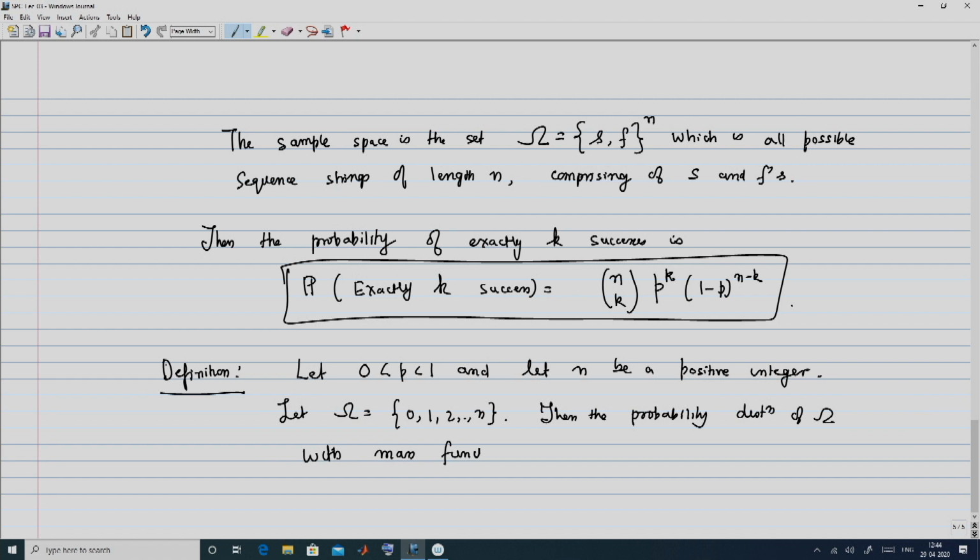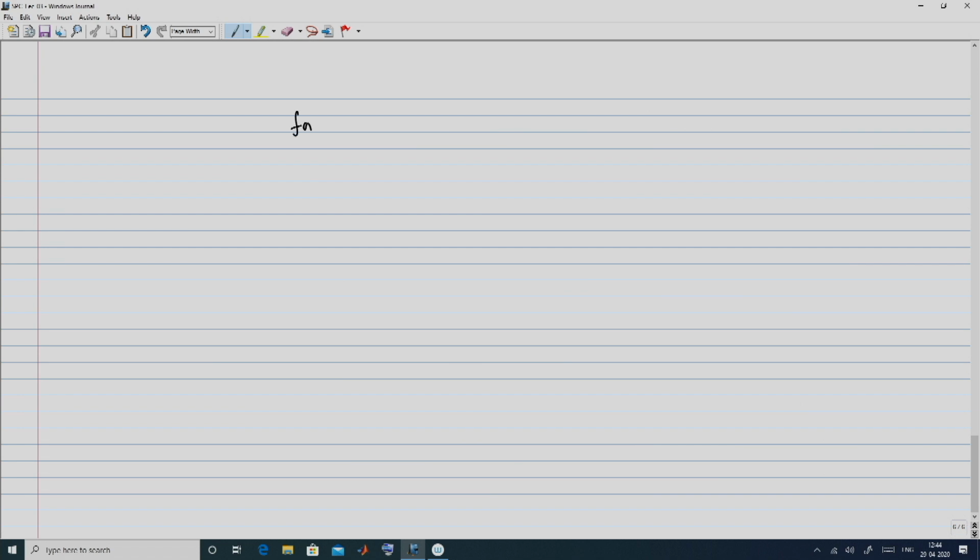Remember, we are using the term mass function because this is a discrete scenario. It will be given by b of k, which is the k successes, semicolon n, p. That means n number of trials with probability of success being p. This is going to be the same as n choose k into p raised to k into 1 minus p raised to n minus k, and this will hold for k equal to 0, 1, 2 all the way to n.